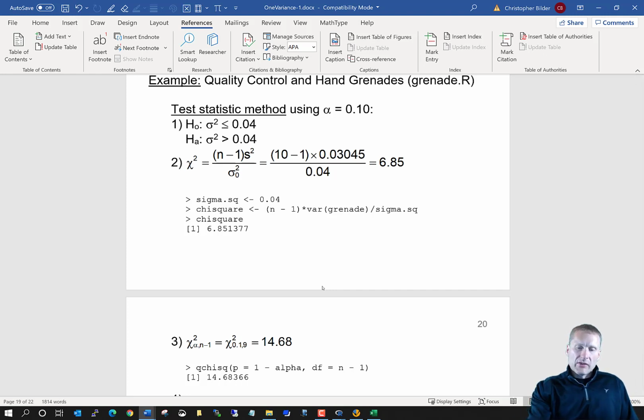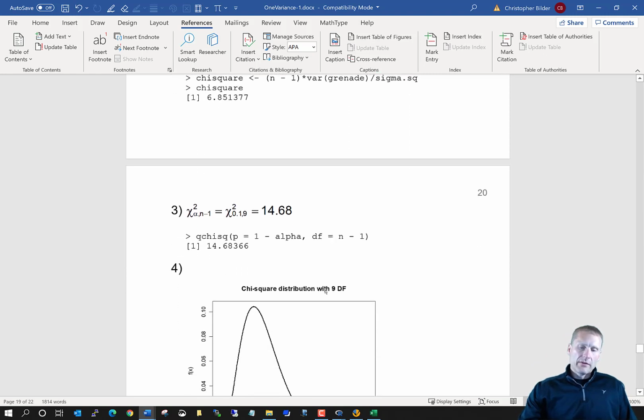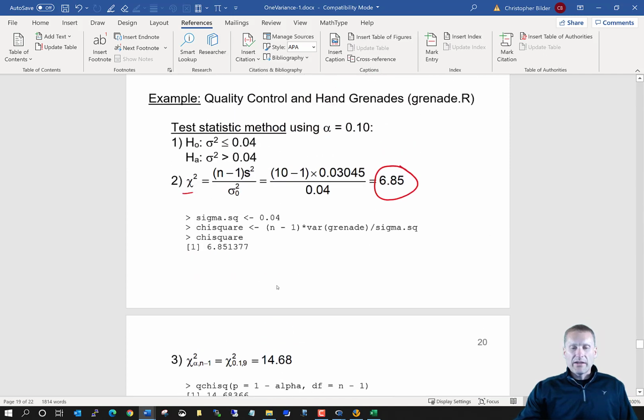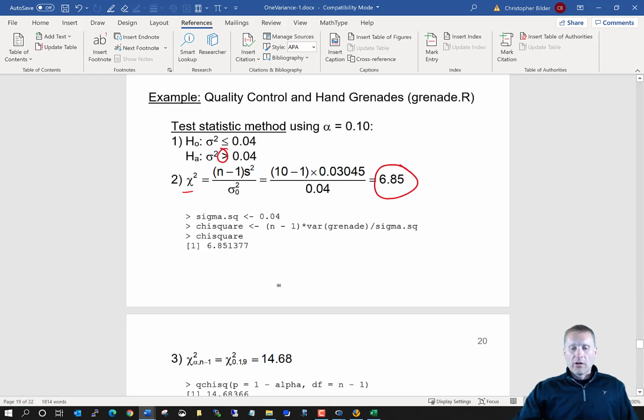My test statistic ends up being 6.85 when I go through the calculations. The critical value then, so one-tailed test. I'm sorry, it is a one-tailed test, but it's a right-tailed test. Notice how I have a greater than sign there. So that means then I have to go to the right side of my probability distribution to find that corresponding critical value.